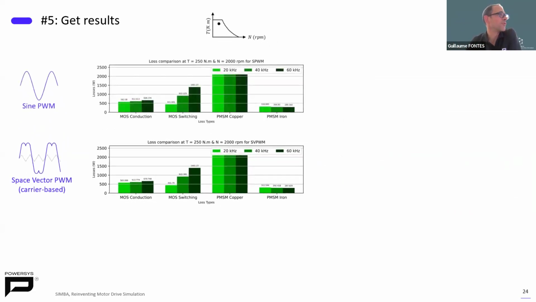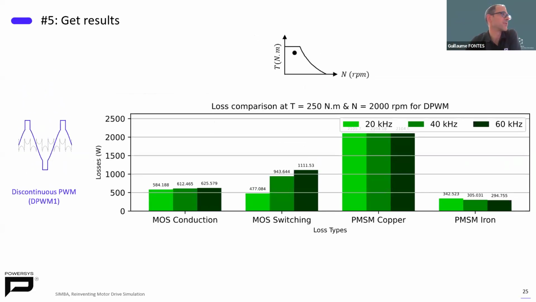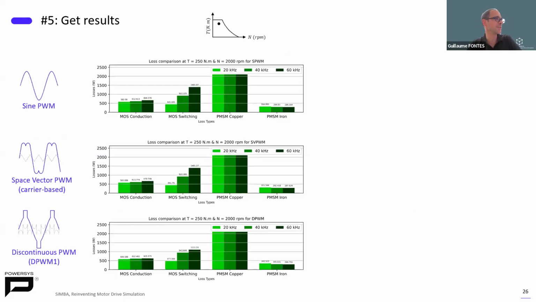And also for the last modulation strategy, let's say the discontinuous PWM. Here it's quite interesting to note that these modulation strategies can allow the user to minimize the effect of increasing the switching frequency. Indeed, you can see that at the highest switching frequency, at 60 kilohertz here, it is not a big deal in terms of increasing the switching losses in the MOSFETs.